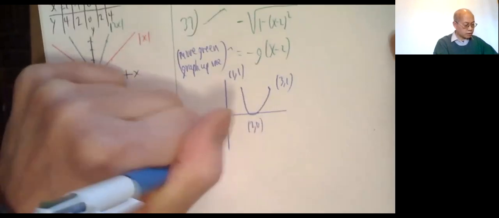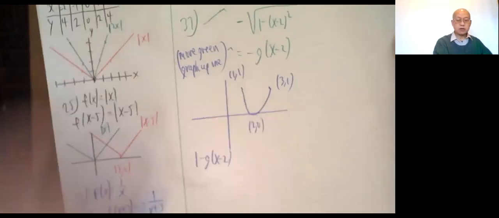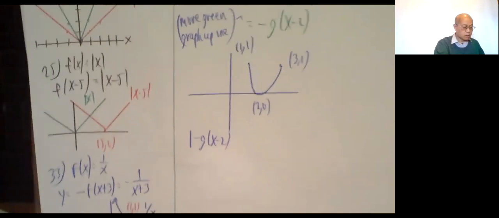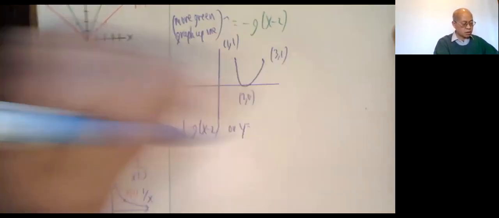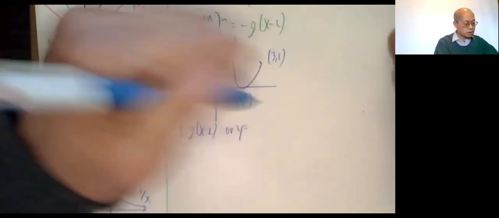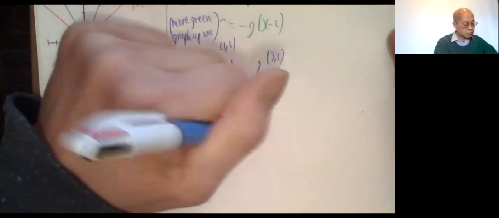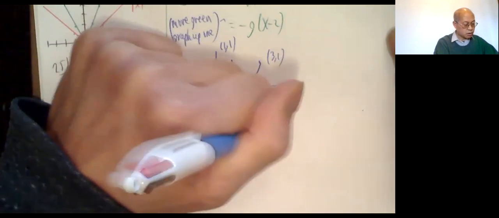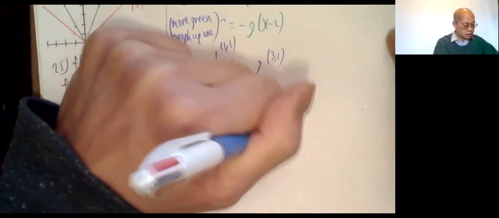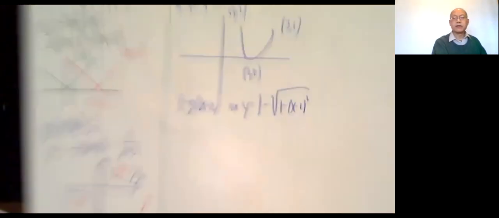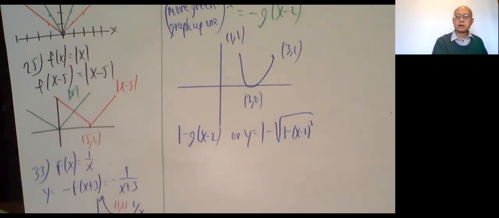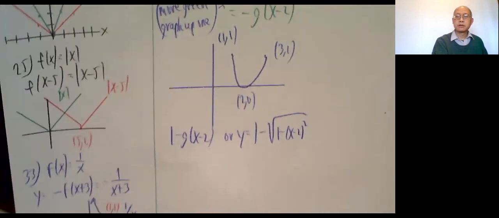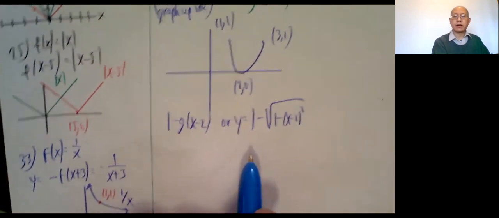So this is now 1 minus g of x minus 2, which is what the problem originally wanted. y equals 1 minus radical 1 minus x minus 2 squared. A lot of stuff going on there. There we go. Okay, so that's what I have.